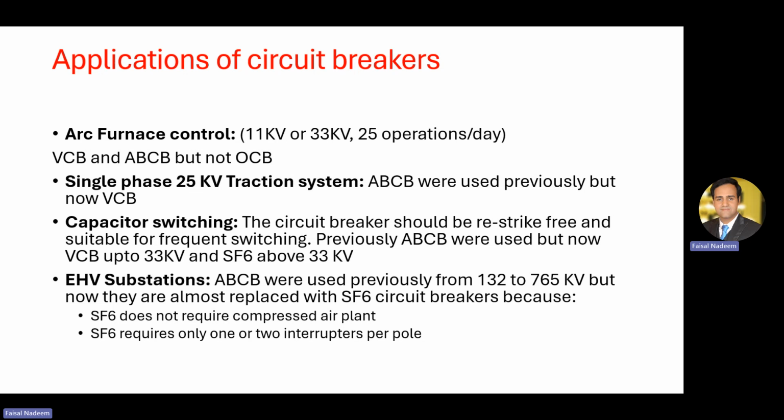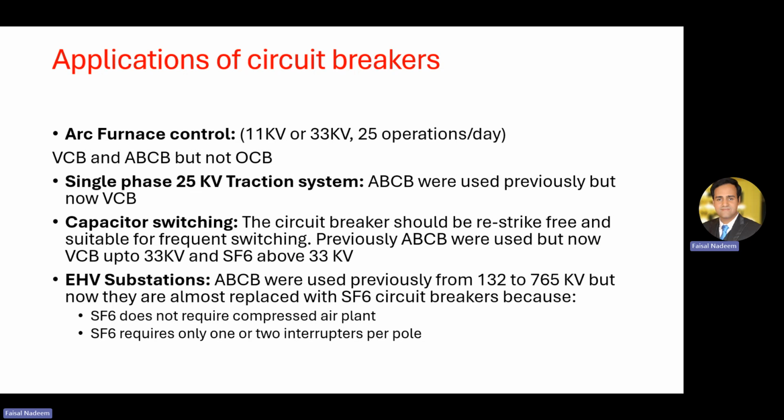Then we have capacitor switching. For capacitor switching, again we use vacuum circuit breakers. Why? Because we need a breaker which has a high restrike-free ability. Whenever there is capacitor switching, there is always a restriking voltage, so we need a breaker that can avoid this restriking voltage. The vacuum circuit breaker has a very good quality of this.